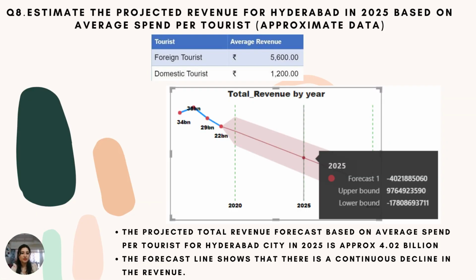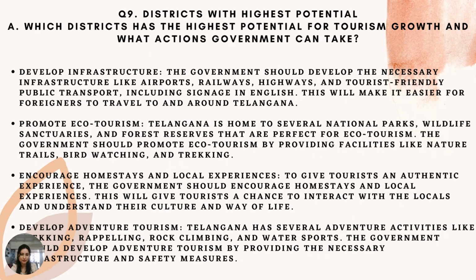Now we have to estimate the projected revenue for Hyderabad in 2025 based on the average spend per tourist. The projected total revenue forecast based on the average spend per tourist for Hyderabad city is approximately 4.02 billion, and the forecast line shows that there is a continuous decline in the revenue.